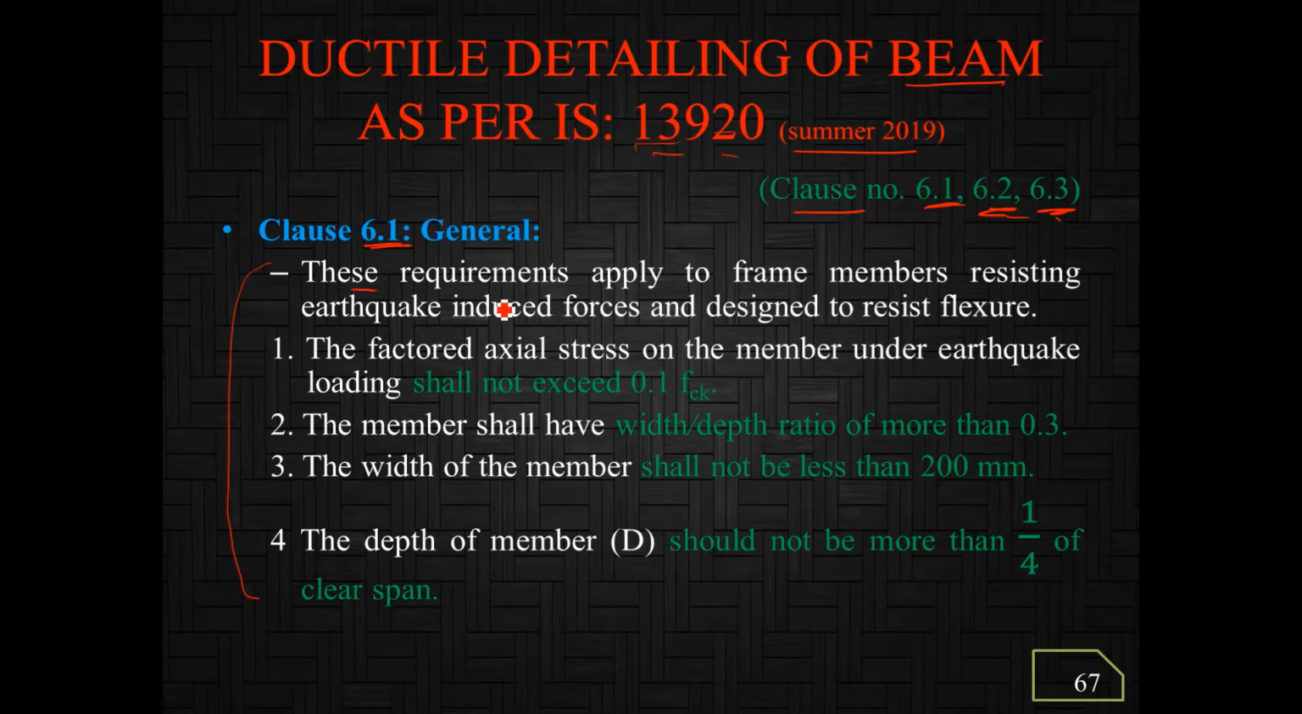These requirements apply to frame members resisting earthquake induced forces and designed to resist flexure. The factored axial stress on the member under earthquake loading shall not exceed 0.1 fck. The member shall have a width to depth ratio of more than 0.3. The width of the member shall not be less than 200 mm, and the depth of the member should not be more than 1/4 of the clear span.